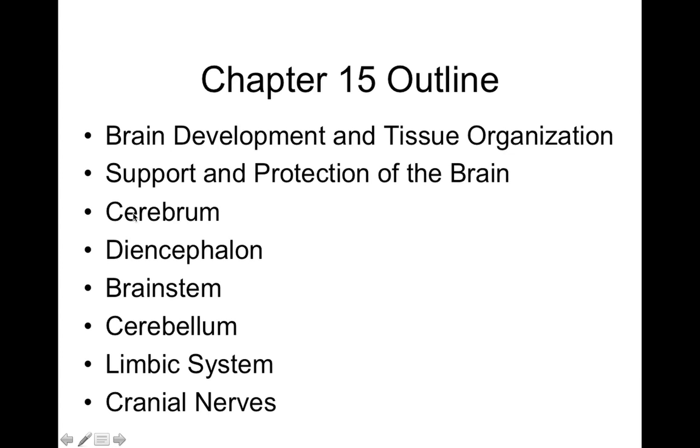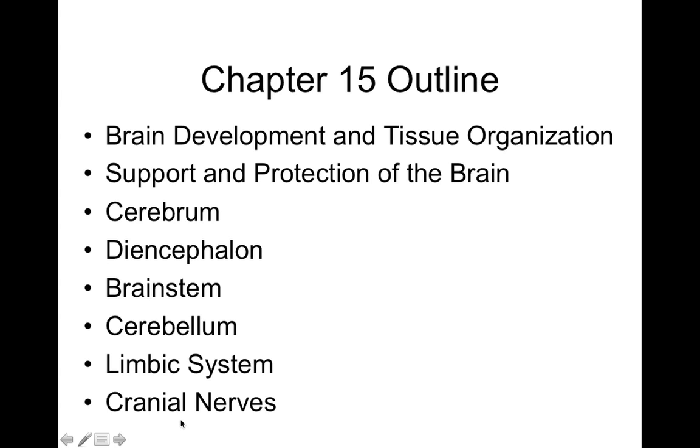Now, what we'll do after that is move into each of the brain regions and talk about anatomically what they look like and the functions of each. So we'll talk about the anatomical structures of the cerebrum and the functions of those structures, and then move into the diencephalon, brainstem, cerebellum, the limbic system, and then wrap up with the cranial nerves.